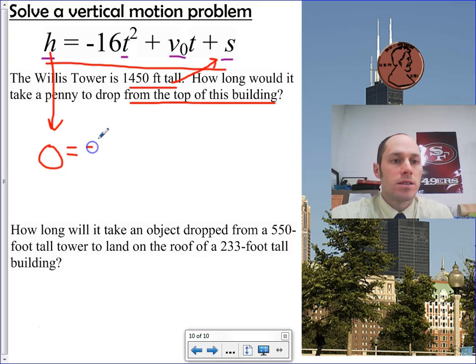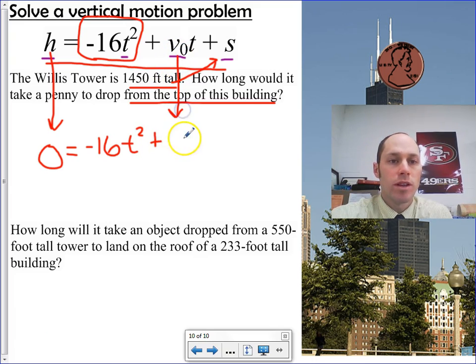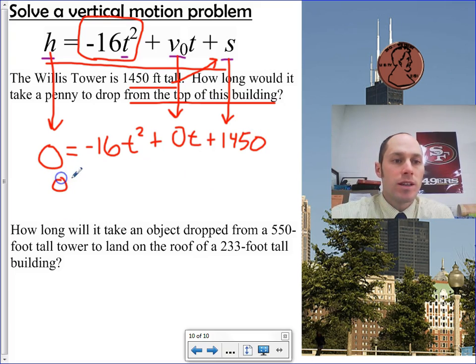So we want h to be 0. And this penny is dropping. This first part represents gravity. Gravity's pull on an object. Gravity pulls and it falls quicker and quicker and quicker. This thing is not thrown up in the air at all. This penny is just dropped, so its vertical velocity is 0. And the height we said was 1,450 feet was its initial height. So when we simplify this down, we get −16t² + 1450.